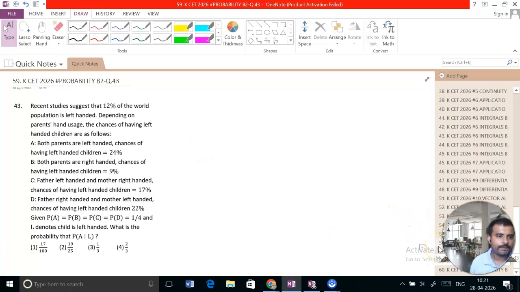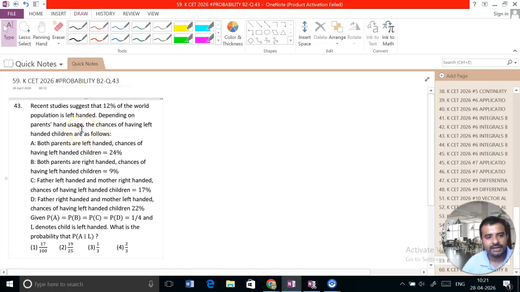So recent studies suggest that 12% of the world population is left-handed. Depending on parents' hand usage, the chances of having left-handed children are as follows. Initially I mentioned they given 7 time-consuming questions. So this is one of them.